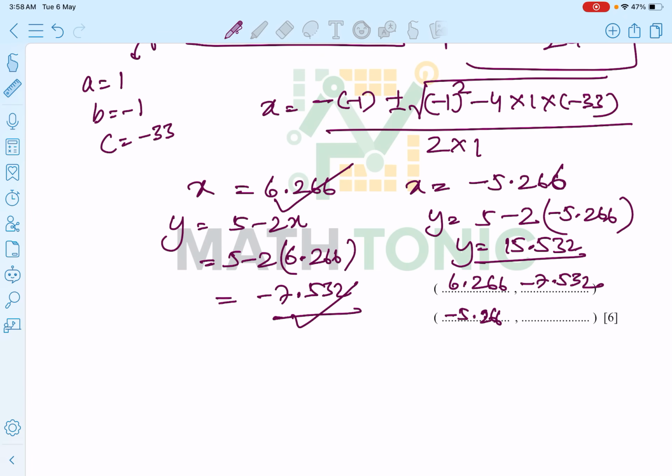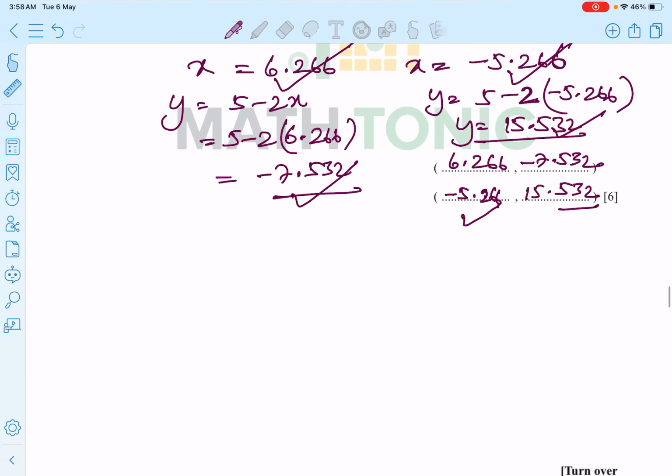So for x equals 6.266, I am getting y equals minus 7.532. Be careful whenever you're writing the answer. This is x equals minus 5.266, and for that, the y value we got is 15.532. You can write it up to 3 significant figures also, because I have done 3 decimal places here.